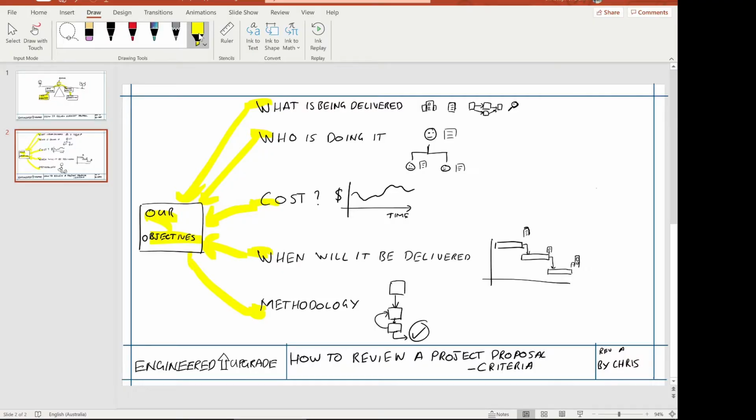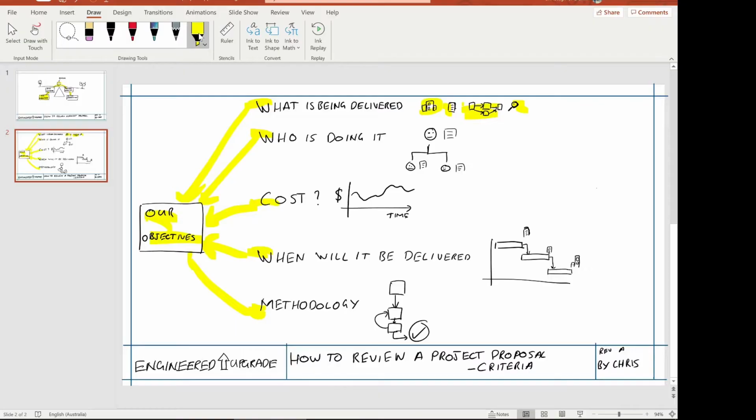So are we delivering a whole building? Are we just delivering a little report or a study? Are we delivering a process change? What is the project? Is it going to deliver some drawings or a report or a study or an evaluation itself? So understanding what is being delivered is the first criteria that I use when evaluating a project proposal.